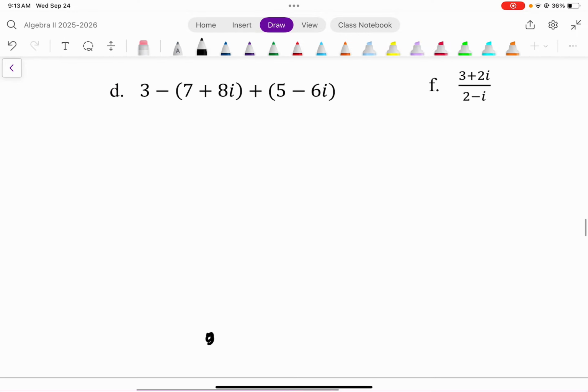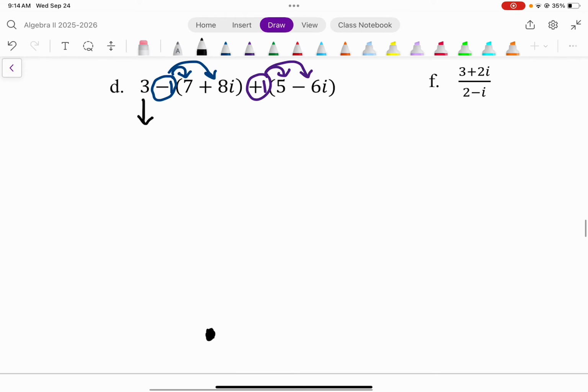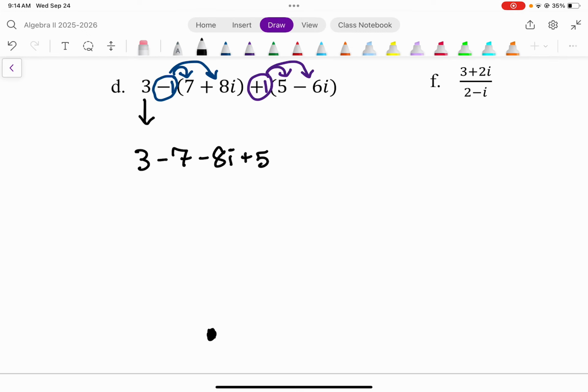It's very similar to what we just did on the last one. So we have some parentheses that we want to get rid of. This first one, we have a -1 that we need to distribute. And then the second set of parentheses, we have a +1 that needs to be distributed. This 3 in front, there's nothing happening with that, so that's just going to come down with our simplified answer. And once we distribute that -1, we would get -7 minus 8i, and then distribute the +1, 5 minus 6i.